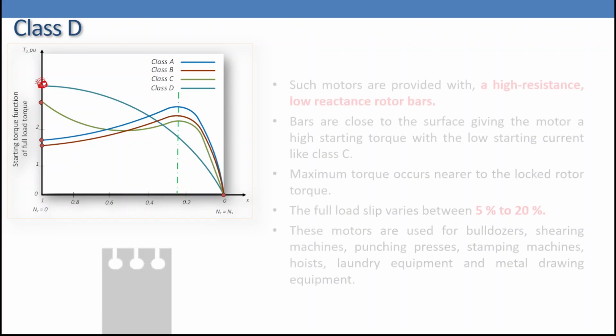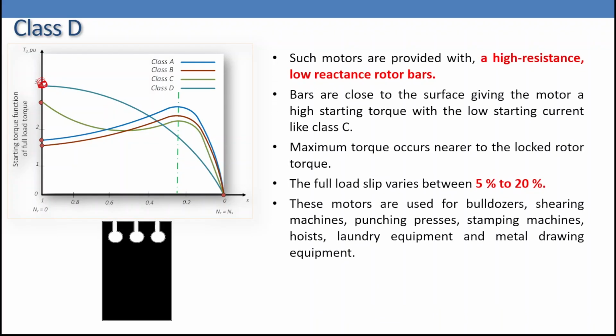So what are the features of Class D? Such motors are provided with high resistance, low reactance rotor bars, as we can see here. So we have a high starting torque. Bars are close to the surface, giving the motor a high starting torque with low starting current, like Class C. But the difference here is that the full load slip varies between 5% to 20%. Maximum torque occurs nearer to the locked rotor torque, or starting torque. So that one is the locked rotor torque, and that one is the maximum torque.